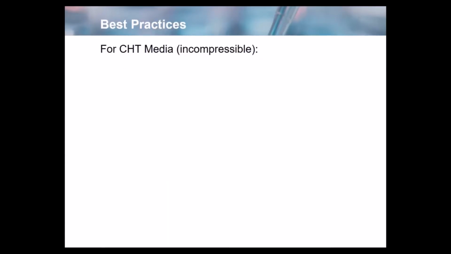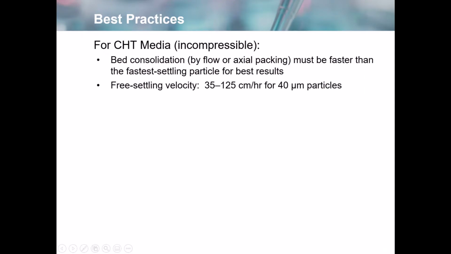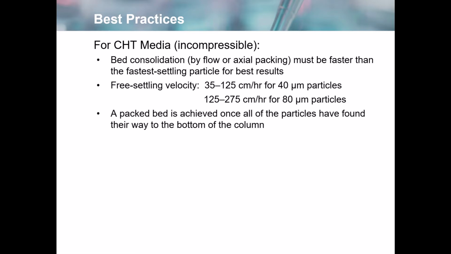So just a few notes on best practices for packing CHT. Again, you want to consolidate the bed faster than the fastest settling particle for best results, as I indicated on the previous slide. How fast is this? Well, for 40 micron CHT material, the particles settle at a rate between 35 and 125 centimeters an hour. So you want to go at least 150 centimeters an hour for best results. You can go faster, but you really don't gain anything in terms of bed quality. And for 80 micron particles, you want to go at least, let's say, 300 centimeters an hour. And a packed bed is achieved once all of the particles have found their way to the bottom of the column.